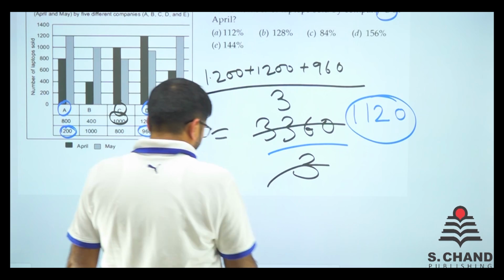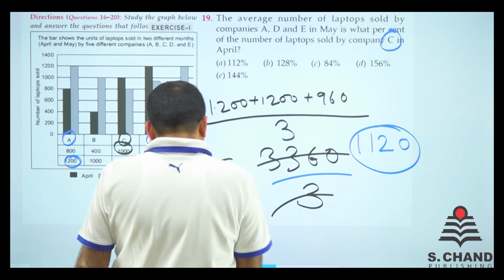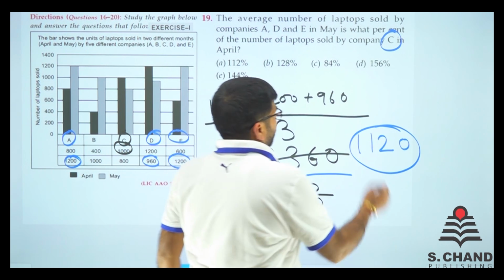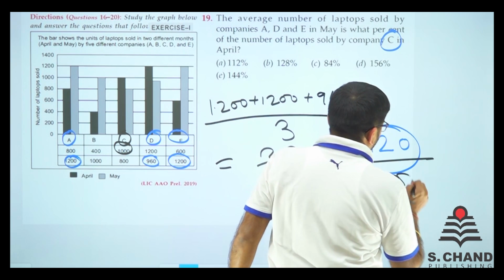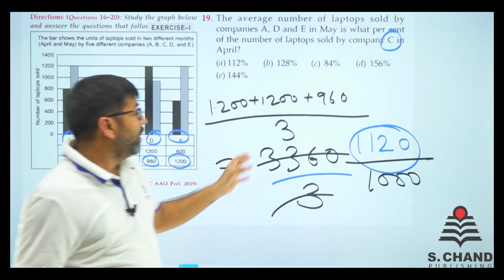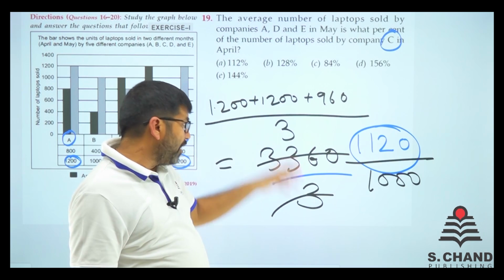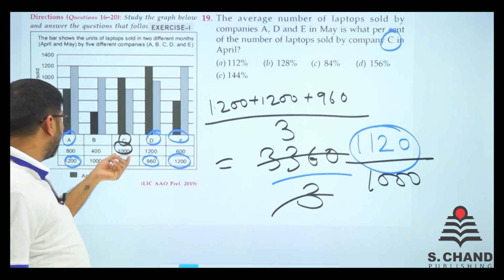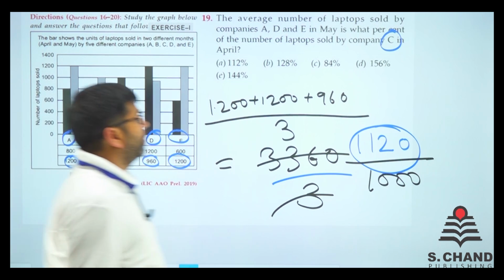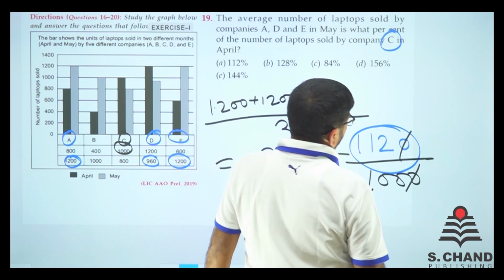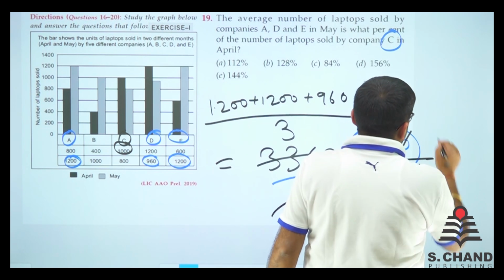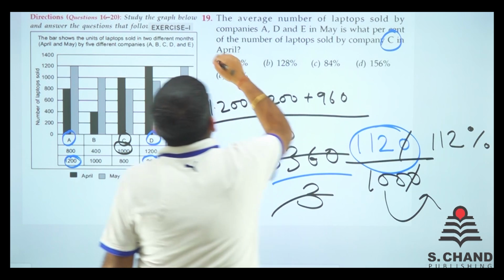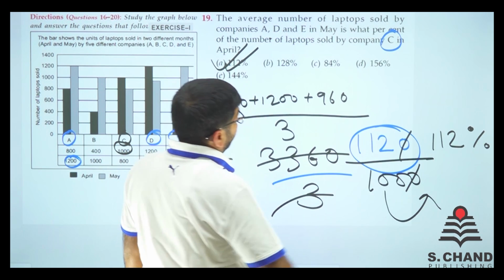So what is asked? Is it asked more or less or what percentage? So this is what percent of the number. So just divide by 1000. Why divide by 1000? Because it is asked the average number of these, that is average number is 1120, is what percentage of that number, that is C in April, 1000. So you just do the same thing. So we will get 112 percentage. Is there any option like 112%? Here we go. 19 is A.